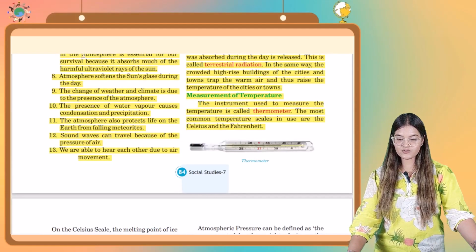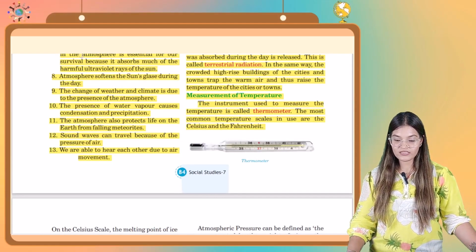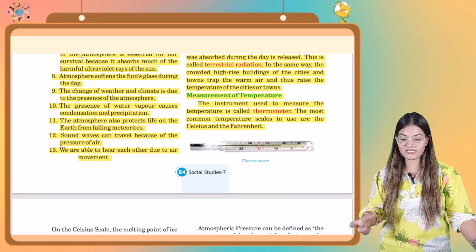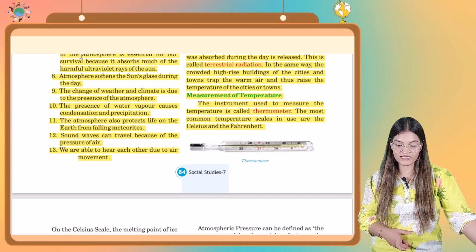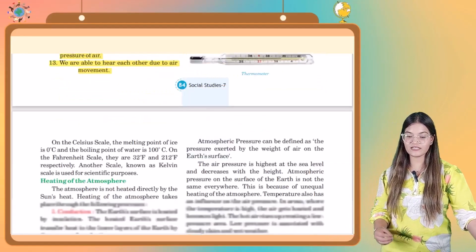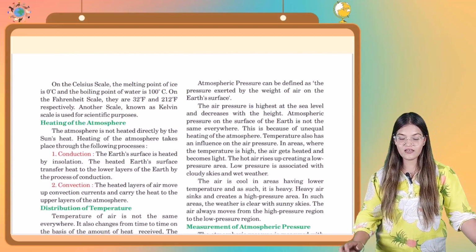Measurement of temperature. The instrument used to measure the temperature is called a thermometer. जिससे हम एक इंस्ट्रूमेंट होता है जिससे हम मेजर कर सकते हैं क्या टेम्परेचर हो रहा है, दैट इज कॉल्ड द थर्मोमीटर. The most common temperature scales in use are the Celsius and the Fahrenheit.